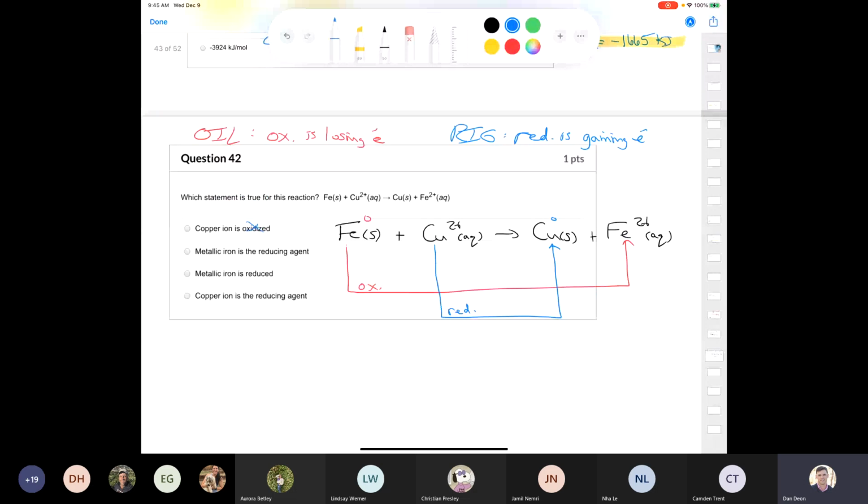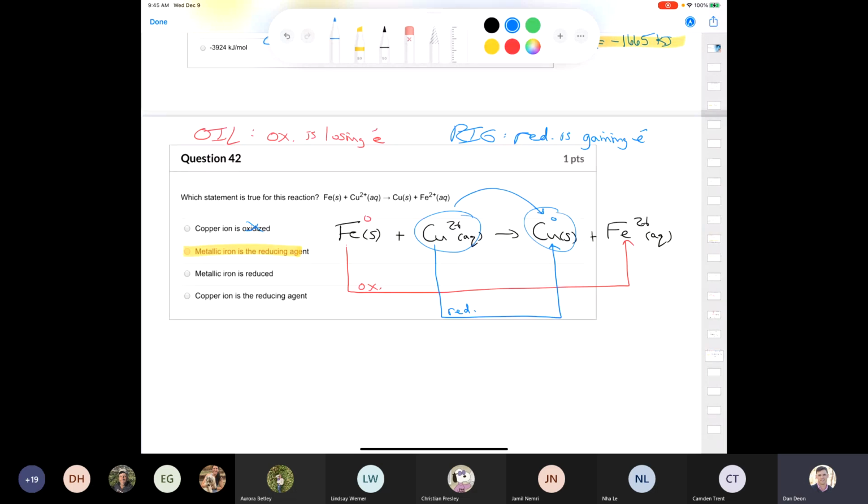The metallic iron is the reducing agent. That's true, right? Because the copper is undergoing reduction. It's going from copper 2 plus to copper 0. Okay, but what's causing the reduction? The iron is causing the reduction.